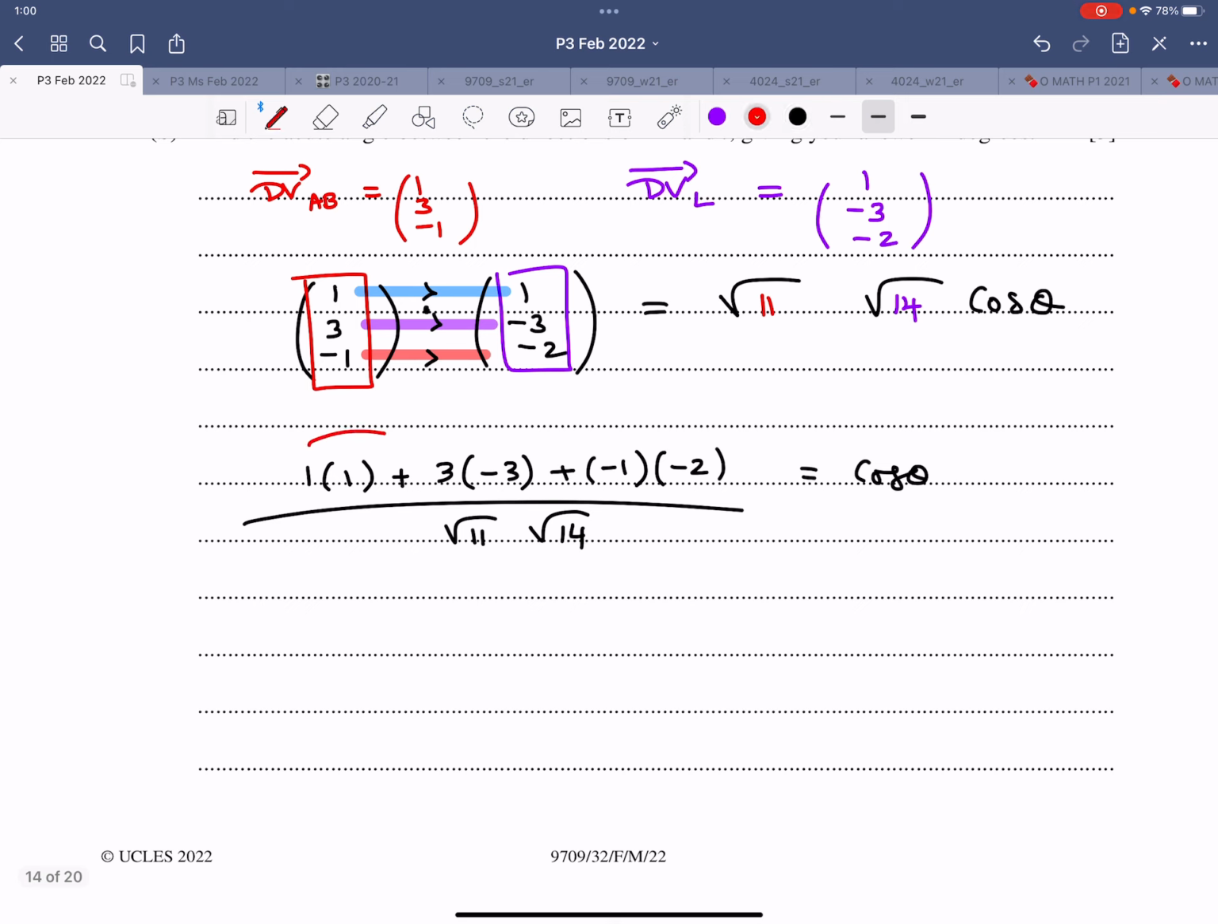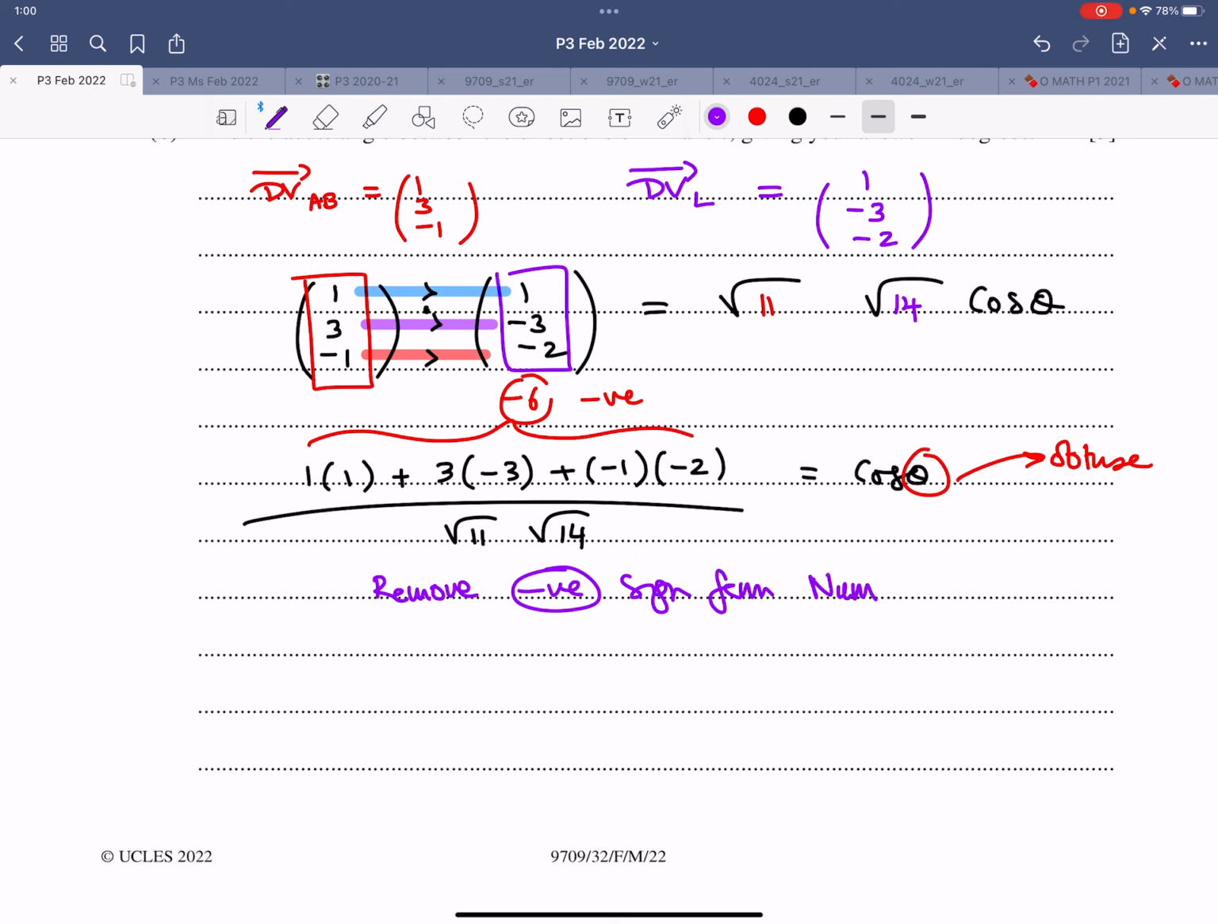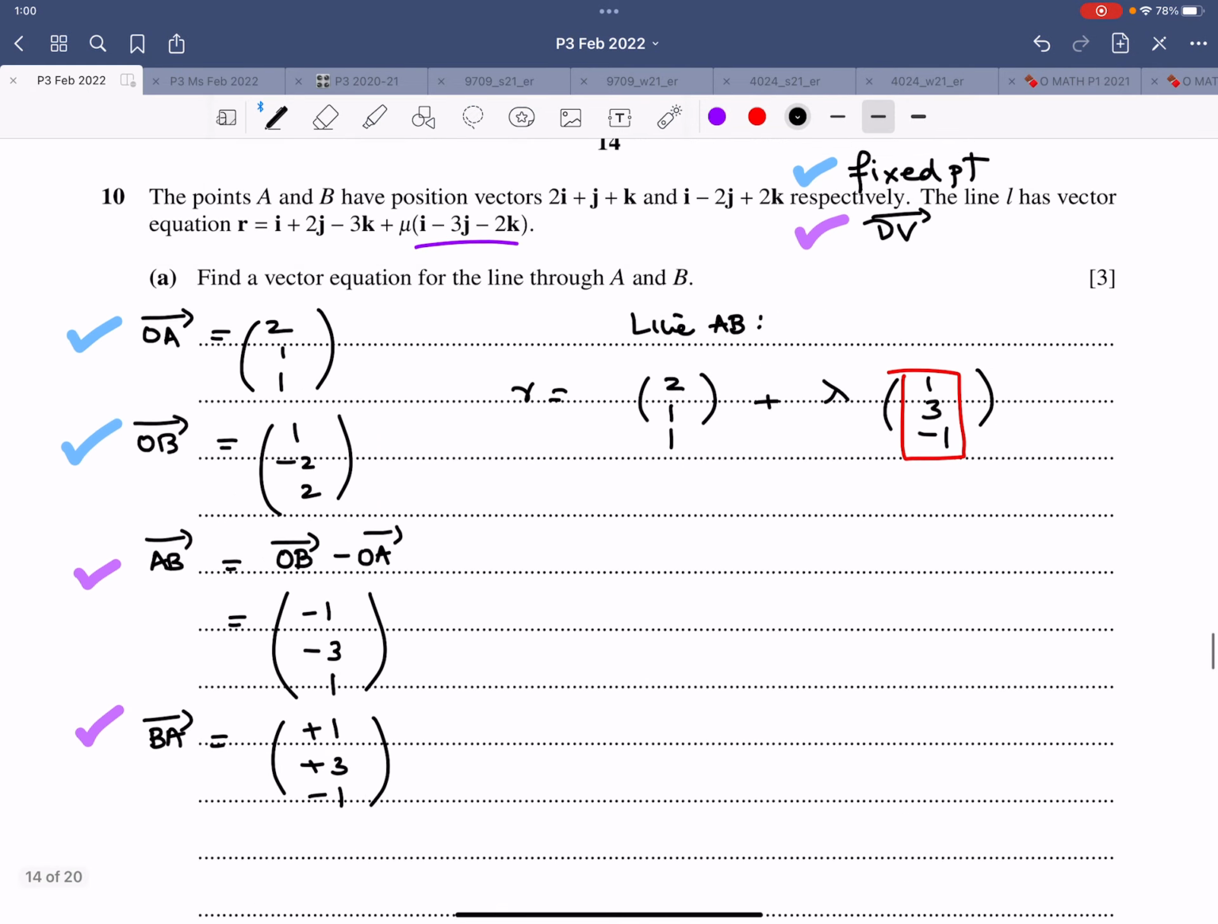Now the numerator after simplification comes out to be 1 minus 9 plus 2, that is -6. This is negative, which means theta will come out to be obtuse. Now the easier version: remove the negative sign from the numerator and theta will come out to be acute. That's the easy way. So cosine of theta equals 6 over root 11 root 14. Hence you will find the value of theta correct to 1 decimal place. So that's the working for this particular part.